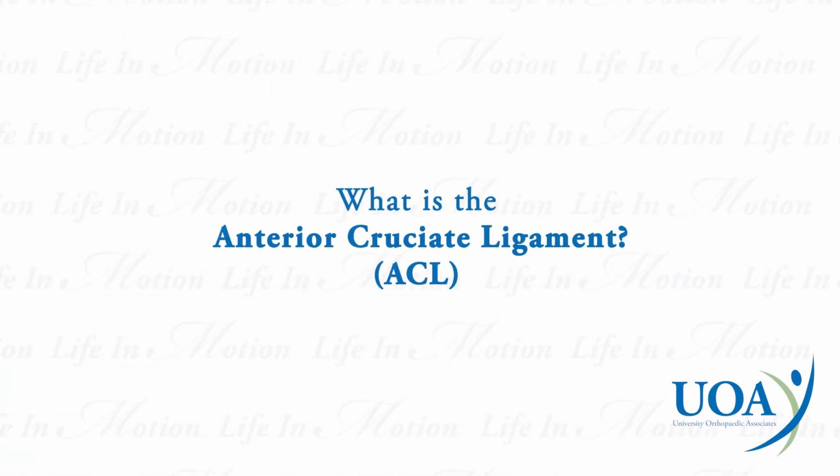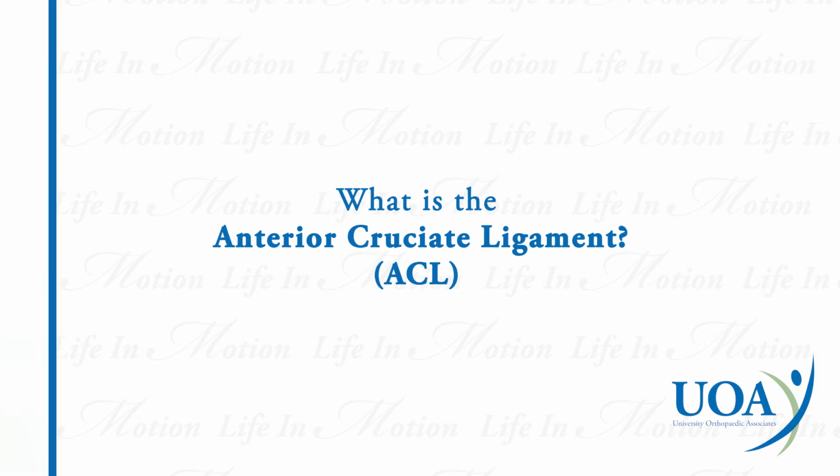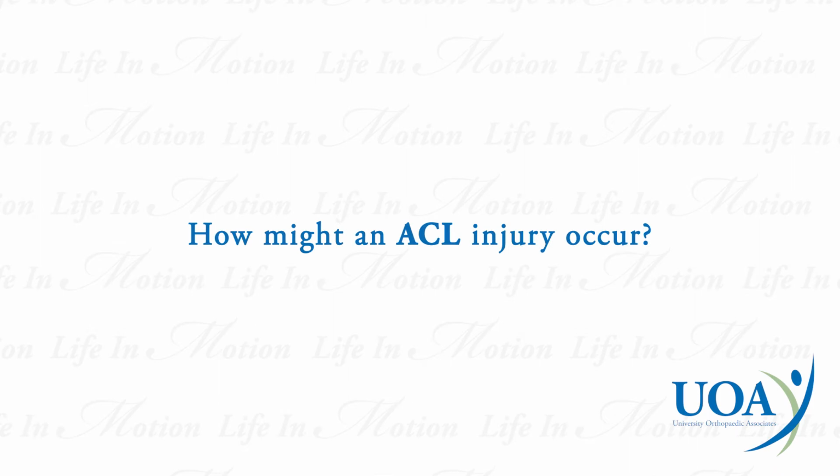The ACL, or the anterior cruciate ligament, is one of the four main ligaments of your knee. And the main job of the ACL is to prevent an abnormal motion of your shin bone in relation to your thigh bone. So an ACL injury can happen in really one of two ways.